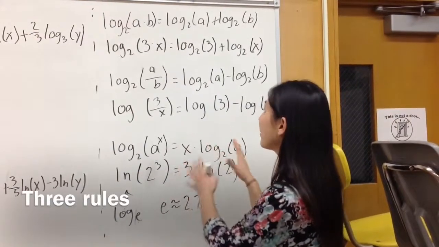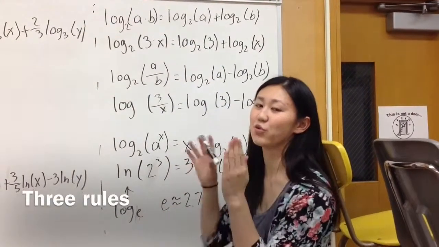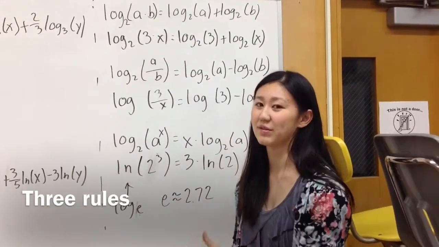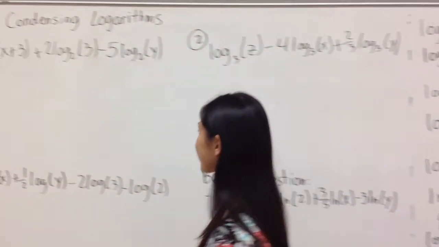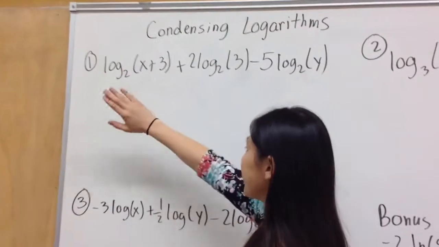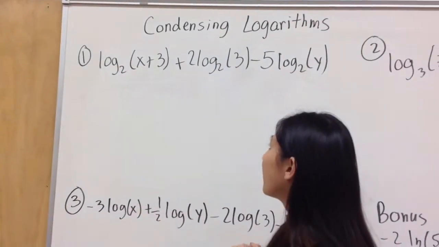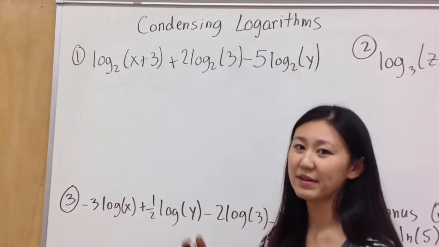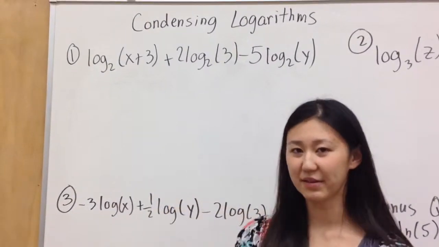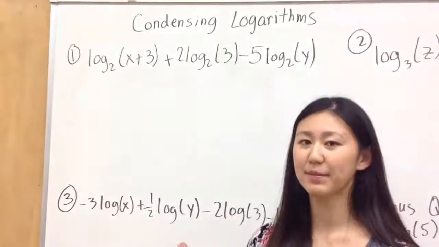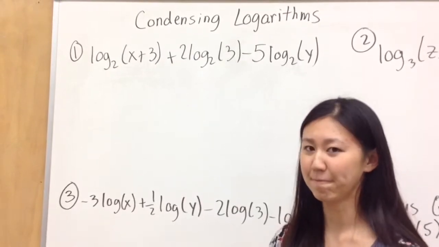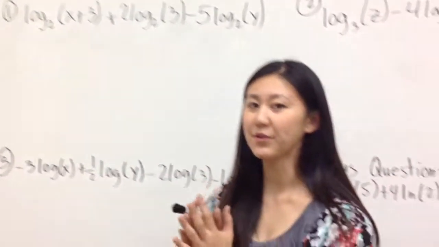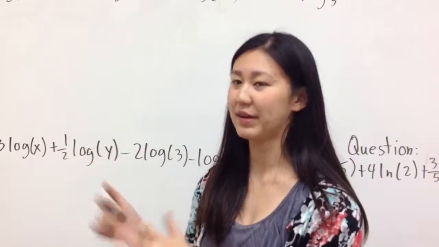So the main thing, remember, is to get it down to one log. That's your goal, get it down to one log. All right, let's look at our examples. So here's our first example. With expanding, we did all the multiplying and dividing first, and then we worked with the exponents. We're going to do the opposite order for this one because we're doing the opposite thing. So I'm going to work with the exponents first, and then work with the multiplying and dividing.